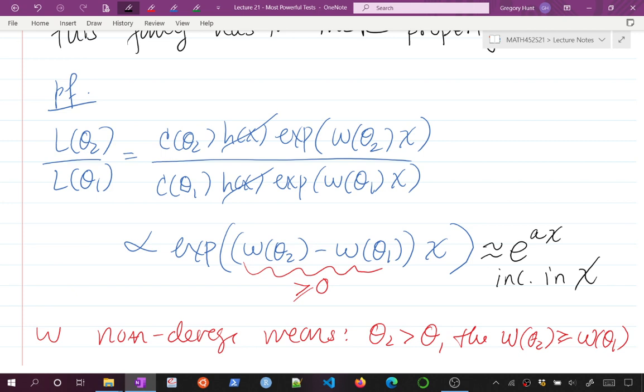So we're going to stop there for today. This MLR property will be used next time to derive our theorem about most powerful tests when we have composite hypotheses, more complicated hypotheses than just simple hypotheses. But we're going to call it there for now.